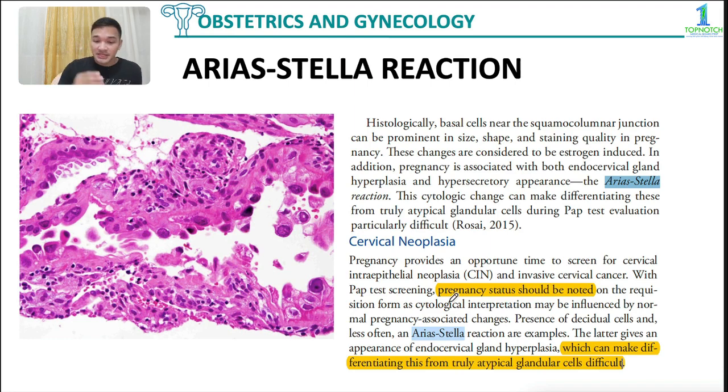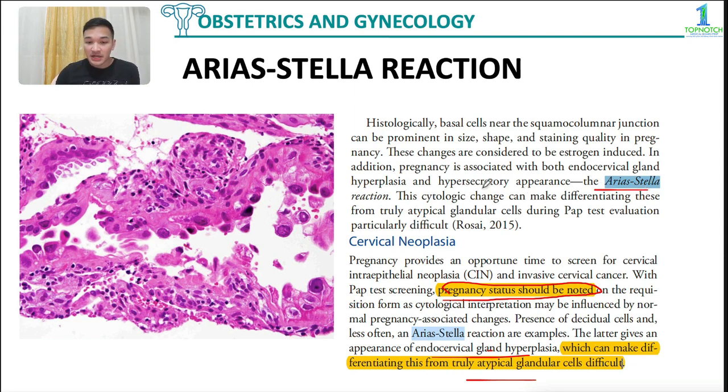Which is why, sa mga pregnant na patients, it's difficult na to determine kung yung endocervical gland hyperplasia ay dahil ba sa normal pregnancy changes or dahil ba truly atypical glandular cells sila. Okay? Which is why, sa mga patients na pregnant na pinapap test, kailangan mo i-indicate na pregnant yung patient para ma-determine ng pathologist na yung endocervical gland hyperplasia, if present, could be Arias-Stella reaction, which is a normal pregnancy change sa cervical glands, or baka truly atypical glandular cells talaga sila, no? Okay, so that's Arias-Stella reaction.